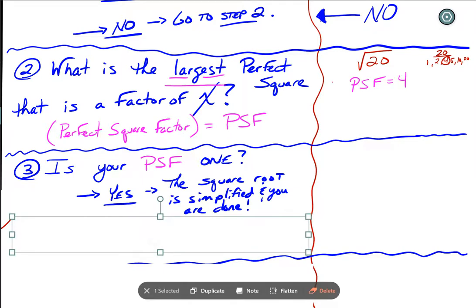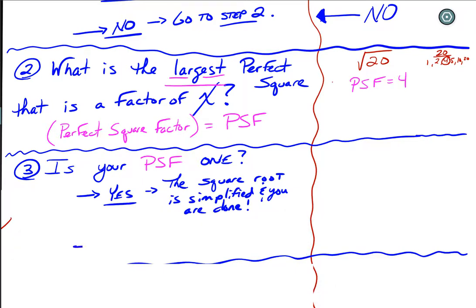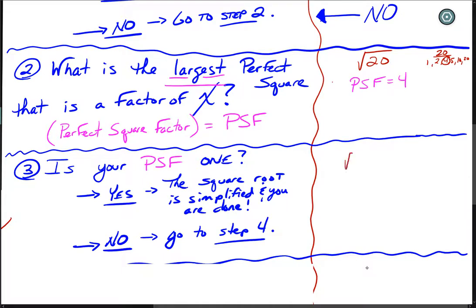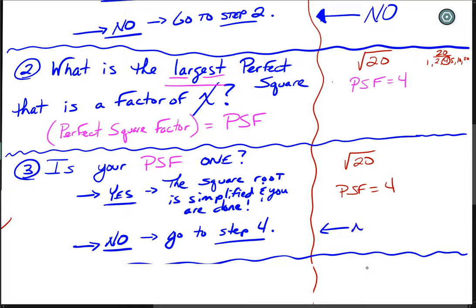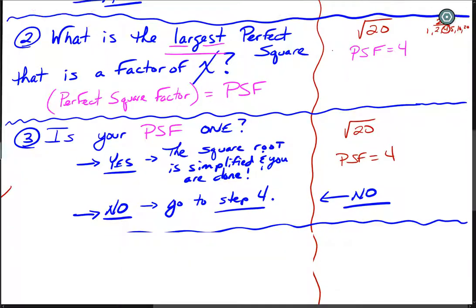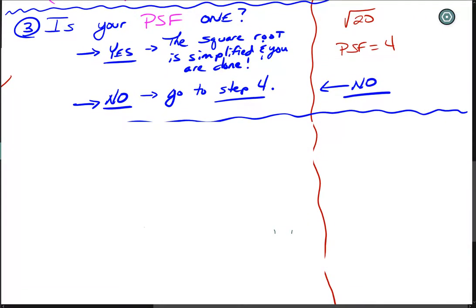However, if your answer is no, go to step 4. Well, for our example, we've got square root of 20. What is our perfect square factor? So what's the answer? Is it yes or no? Is your PSF, perfect square factor, 1? No, it is not. So I'll go to step 4.